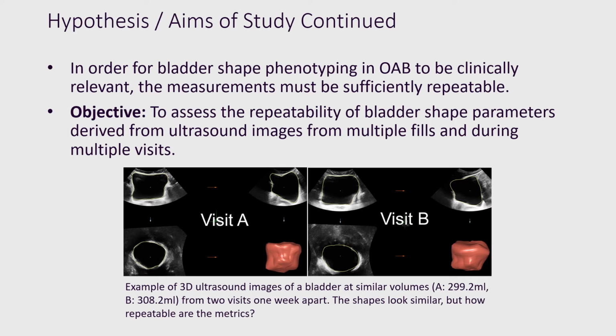So in order for bladder shape phenotyping in OAB to be clinically relevant, these measurements must be sufficiently repeatable. As such, the objective of our study was to assess the repeatability of bladder shape parameters derived from ultrasound images from multiple fills and multiple visits.